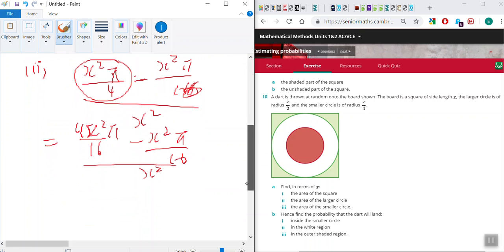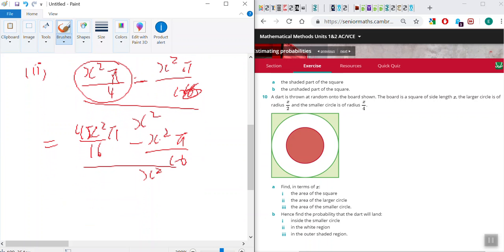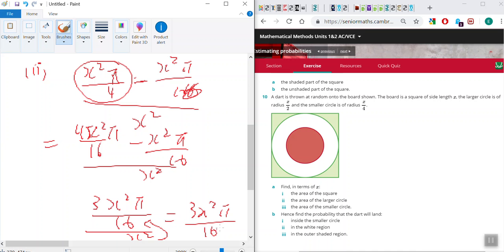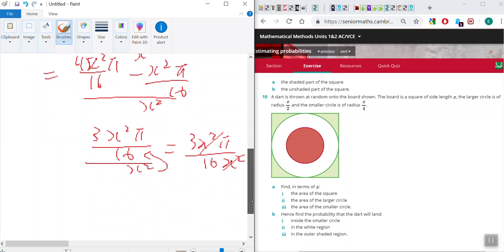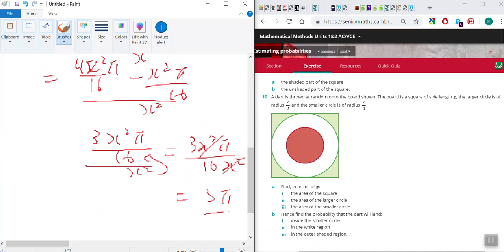Now let's simplify it. 4x squared pi minus x squared pi is 3x squared pi over 16 divided by x squared. Okay, remember you can move the x squared to the denominator, so that's 3x squared pi over 16x squared. The x squared cancel, so you get 3 pi over 16 as your final answer.